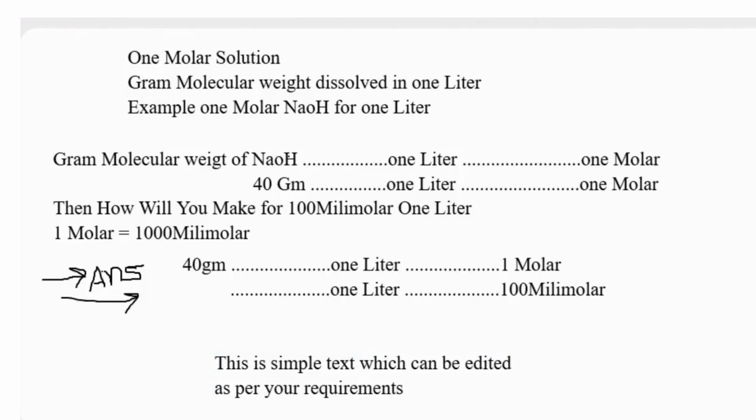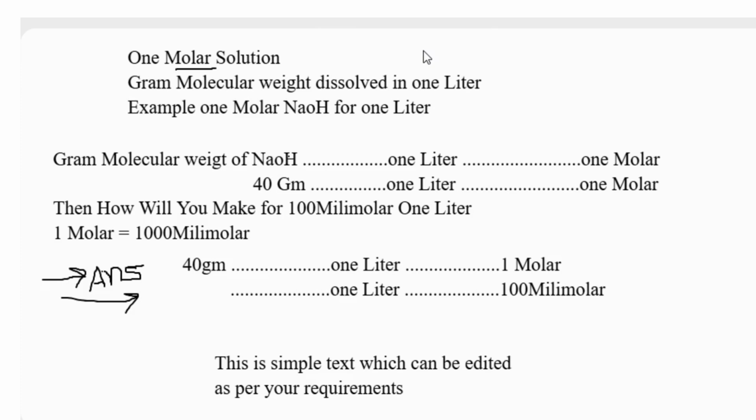So welcome all. Today in this video we will be learning how to make molar solutions, like 1 molar solutions, 2 molar solutions, millimolar solutions. How to make those solutions in the laboratory, we will see in this video.